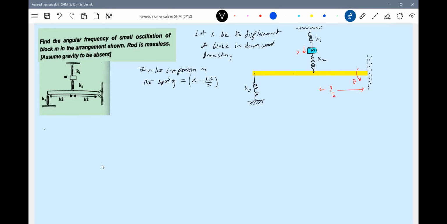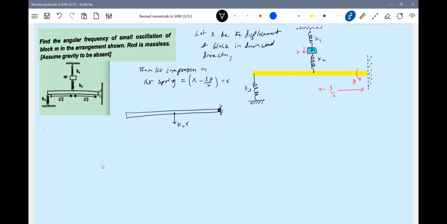But what are the forces acting on the rod? We will bring the rod into the picture. This is a rod. So here spring force will act, K2. It's a compression, no? So the compression force, how should it be? K2 into some R. The compression in the spring, let this be equal to R. K2 R.